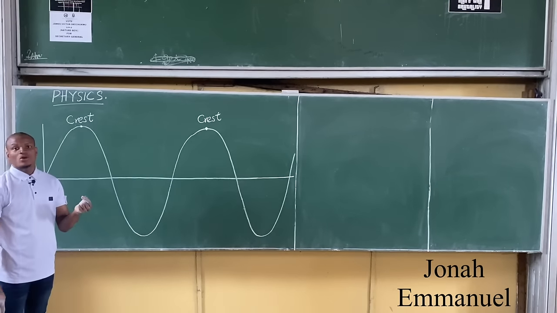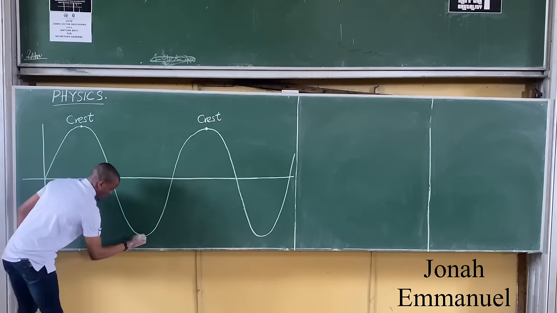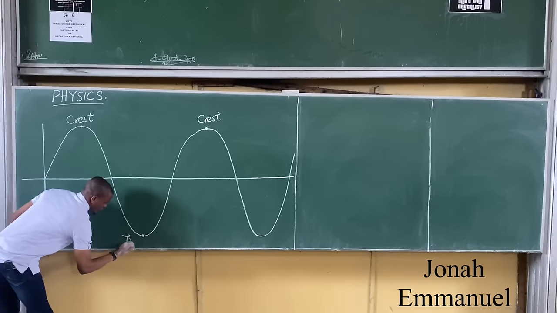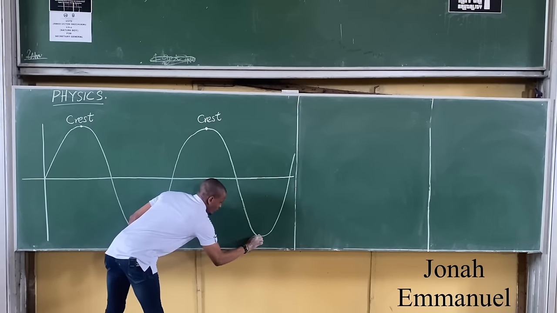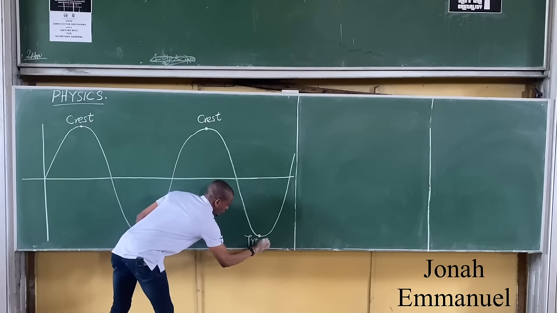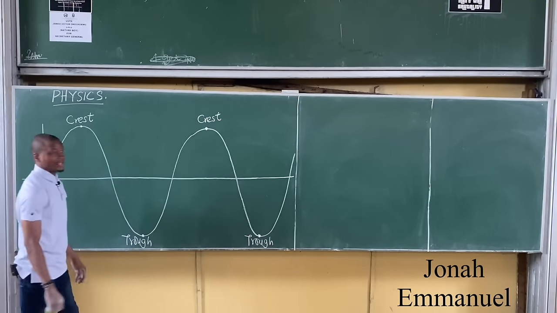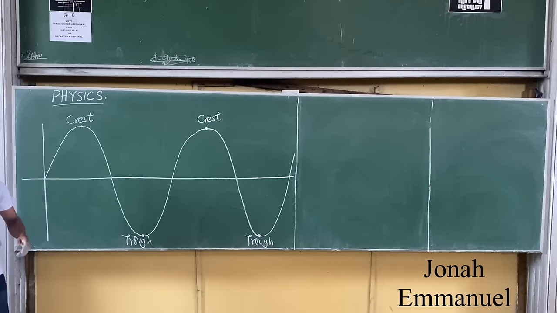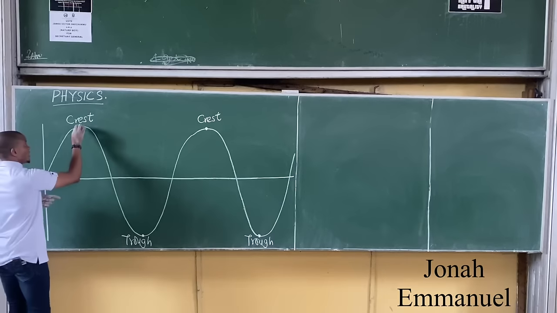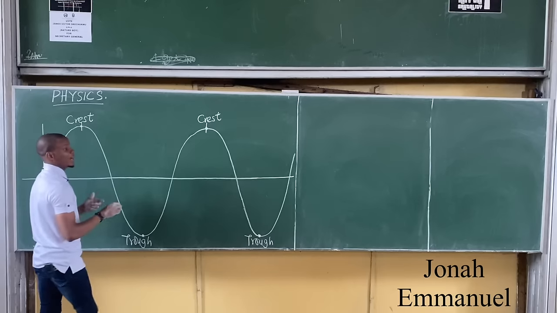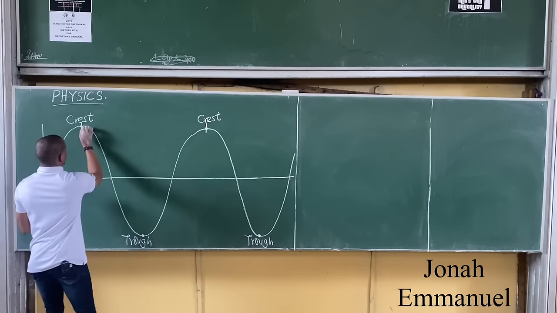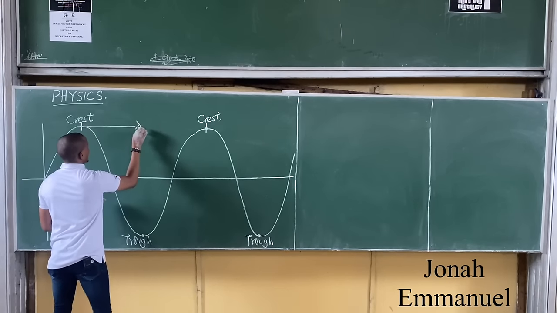The lowest part of the wave is called the trough. It's not prof, it is trough. So here is the trough. The apex part is the crest, the lowest part is the trough. Now, the distance between two successive crests is called the wavelength. This is one crest, this is another crest. These two are successive crests. From here to here is called lambda, the wavelength.